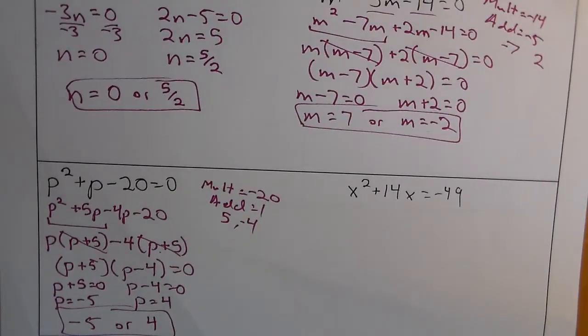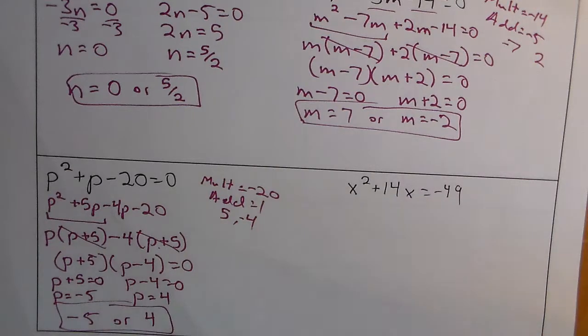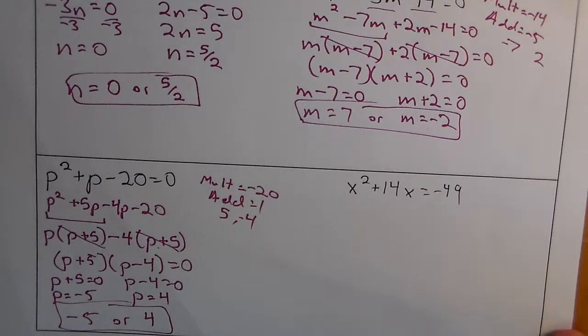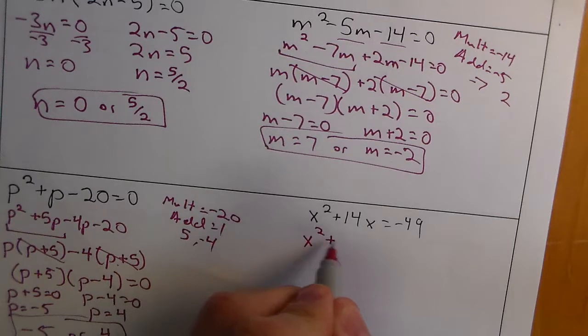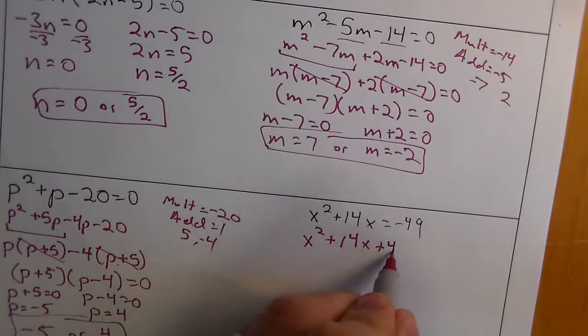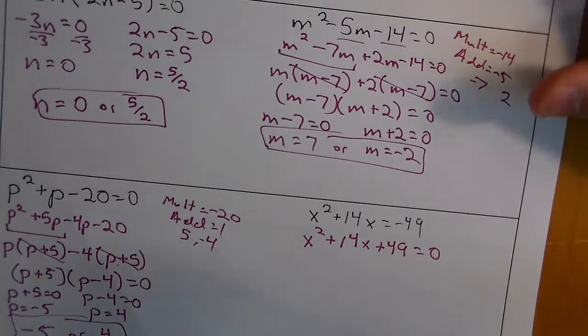And our next problem, x squared plus 14x equals negative 49. We're not going to factor the left side because we have this number over here. And it's not called the negative 49 product property. It's the zero product property. So we need 0 on the right side. So I'm going to subtract, or I should say add, the negative 49 over. So now it's x squared plus 14x plus 49.